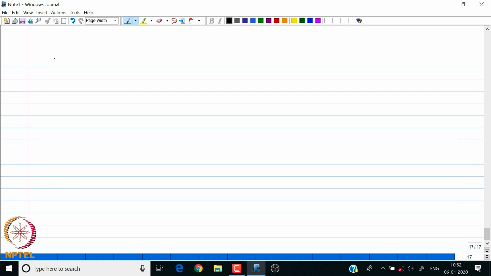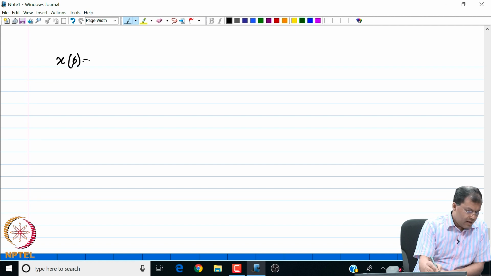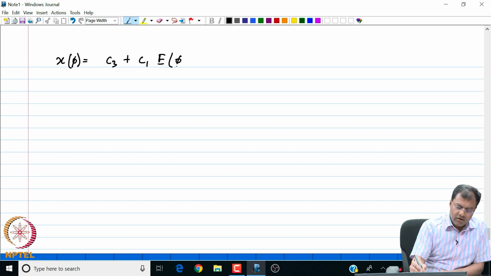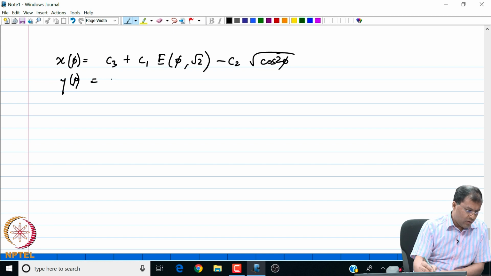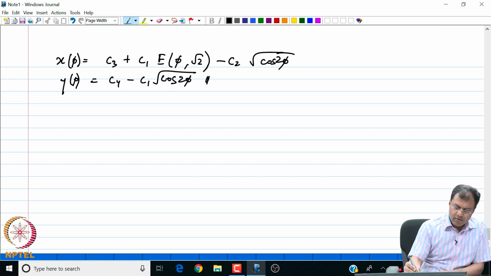So then let me write down the final answer. The final answer that I get, x of phi is equal to C3 plus C1 elliptic integral E of phi comma square root 2 minus C2 square root cos 2 phi, and y of phi is equal to C4 minus C1 square root cos 2 phi minus C2 elliptic integral E of phi comma square root 2.